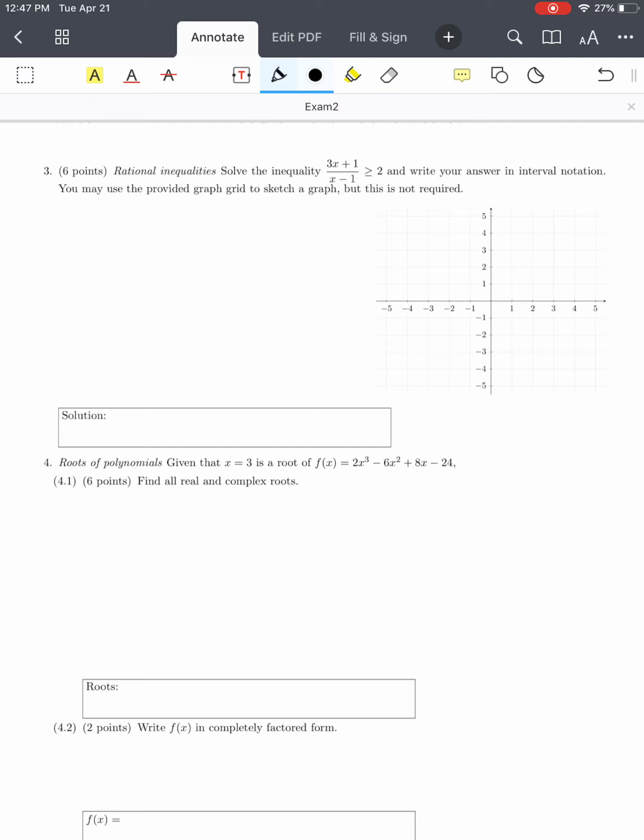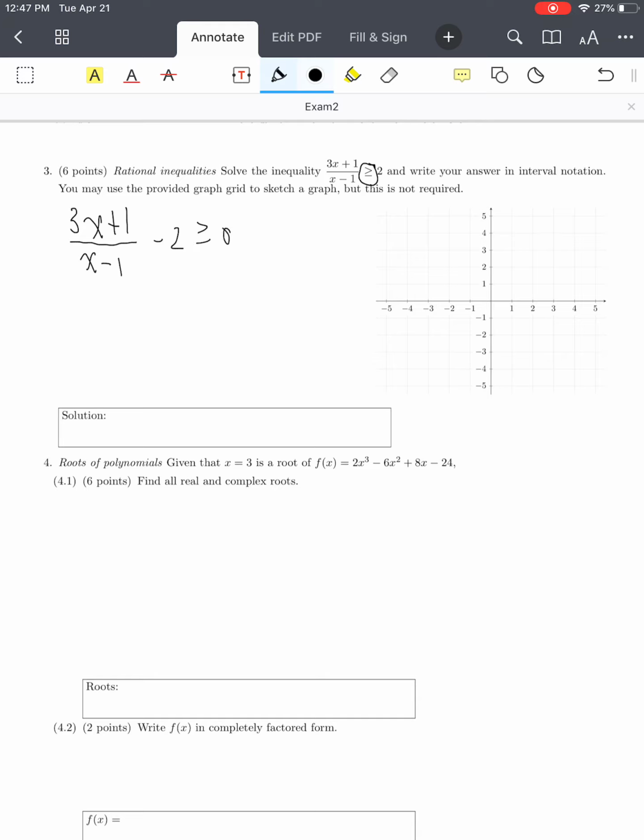A lot of people, when they see a problem like this, they're tempted to multiply both sides by the denominator, but because there is an inequality sign there, that actually loses information. So we can't do that. We want to make sure and keep all the information with us. So what I'm going to do first is subtract the 2 from both sides. So we get (3x plus 1) over (x minus 1) minus 2 being greater than or equal to 0.